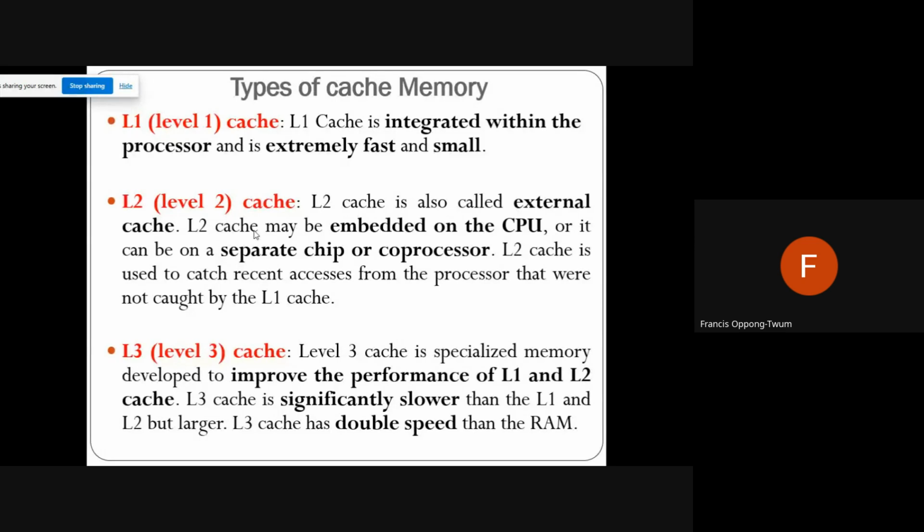or core processor. The L2 cache is used to catch recent accesses from the processor that were not caught by the L1 cache. And we also have the L3 cache. That one is specialized memory developed to improve the performance of the L1 and L2 cache. The L3 cache is significantly slower than the L1 and the L2, but larger. The L3 cache is double the speed of the RAM.